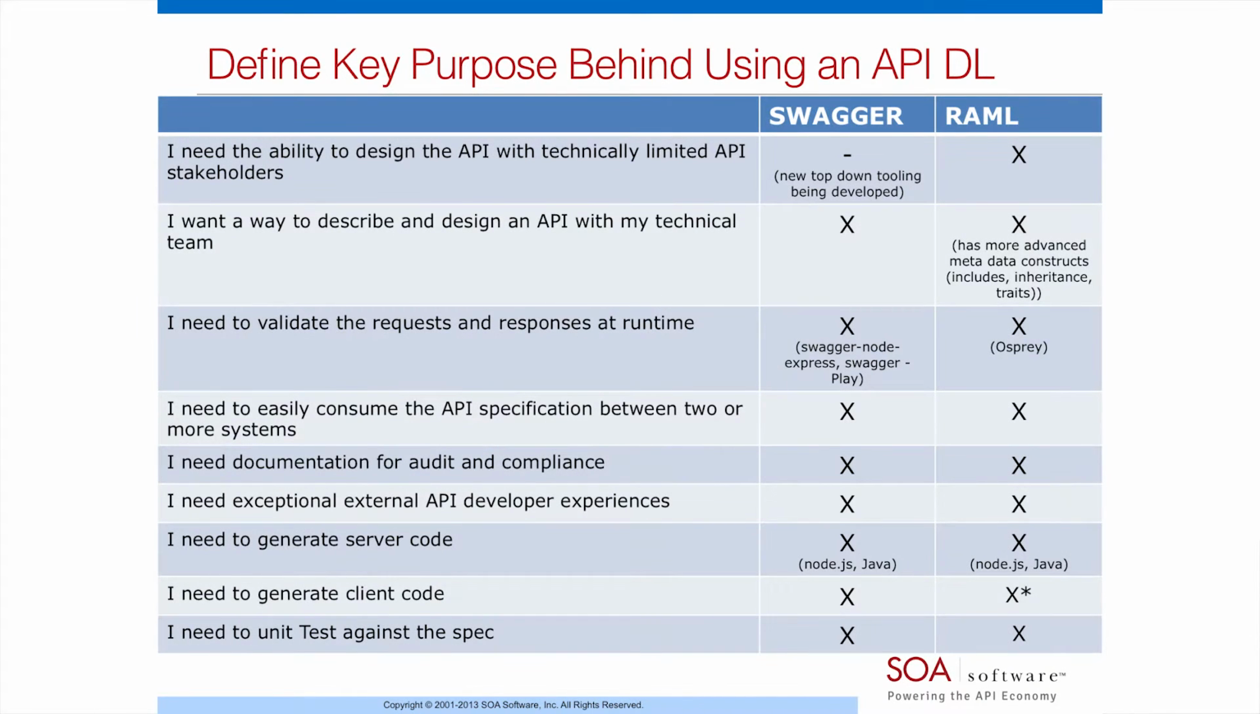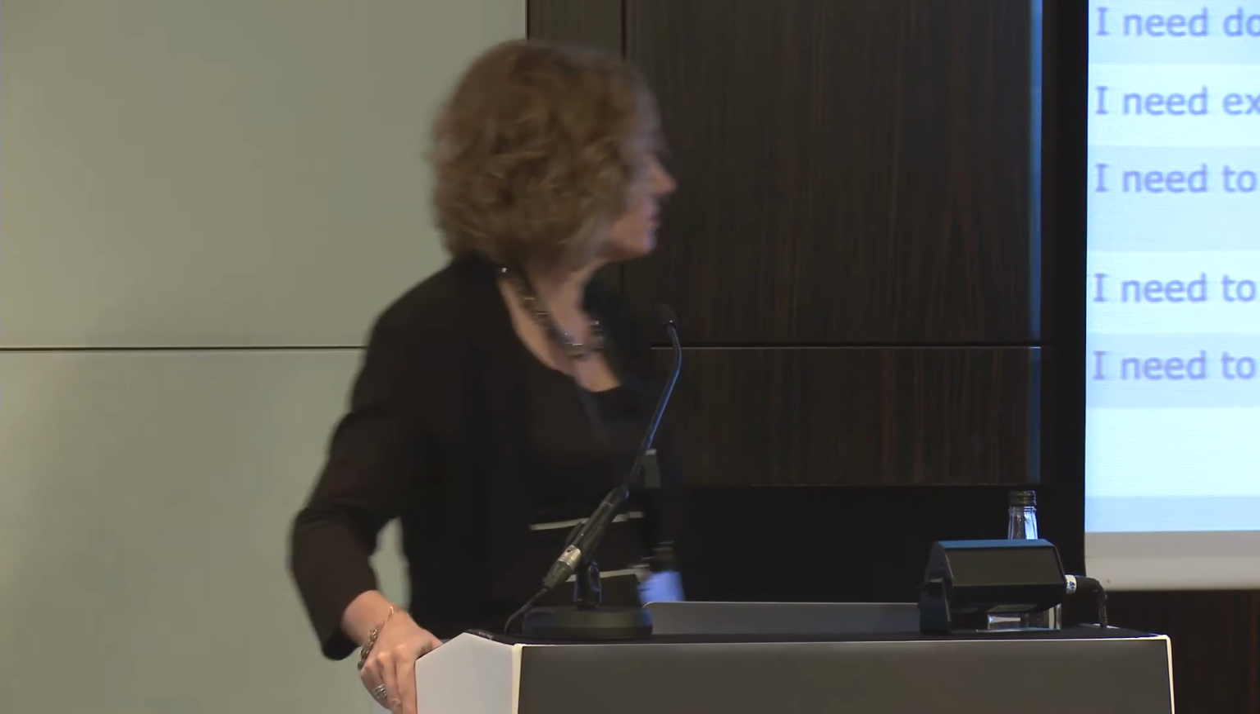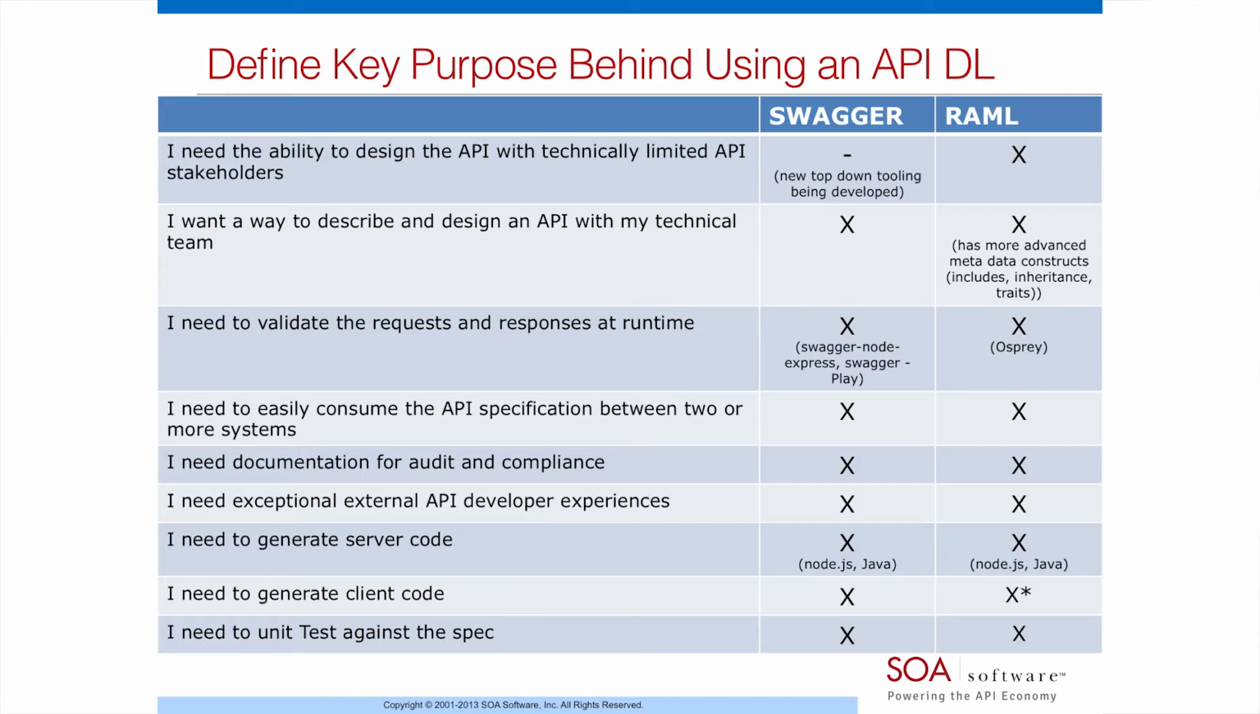Let's say I need to easily consume an API specification between two or more systems. I think both Swagger and RAML will do this well. I would say that more systems right now today understand and can digest Swagger than can digest RAML, but I think that's just a point-in-time statement. I need to document for audit and compliance reasons. Both can do that very well.